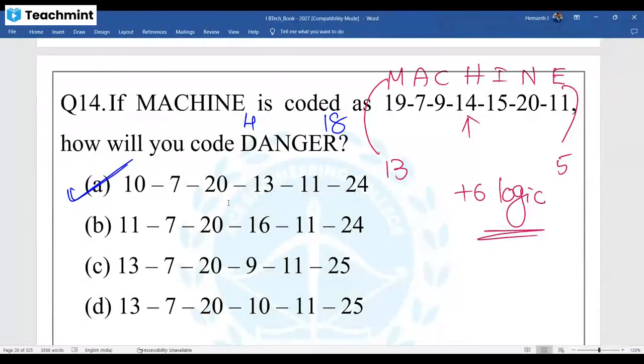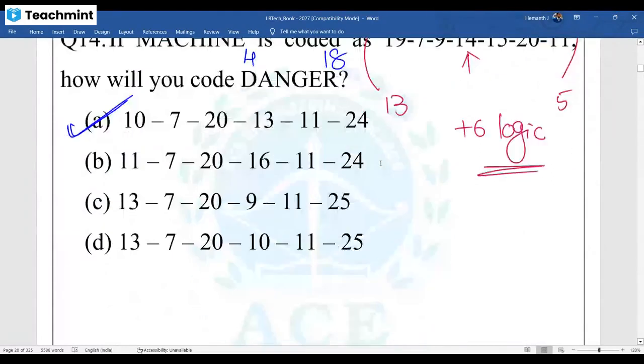I agree there are some recruitments like GRE, for those who want to go to outside countries. In GRE, fill in the blanks are also there. Then we need to work on all, but here options are given. We'll check among the options which is suitable. No need of wasting your time on all the things. You just select which is the suitable one.